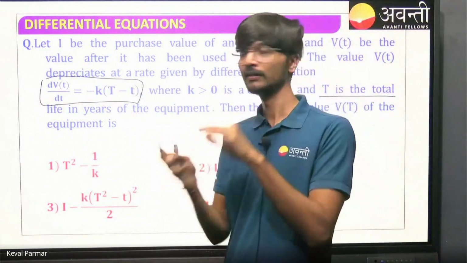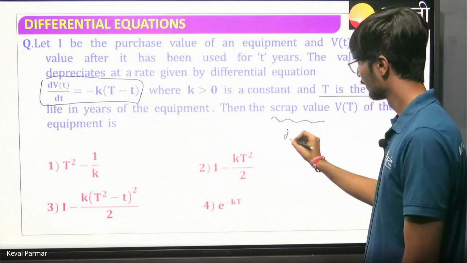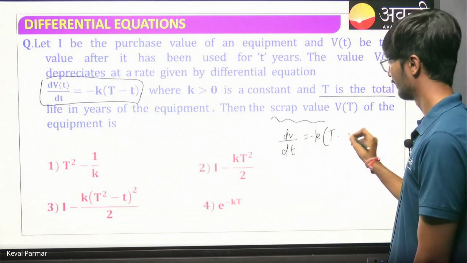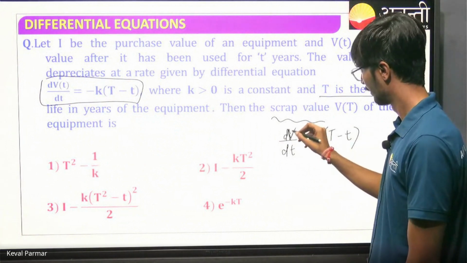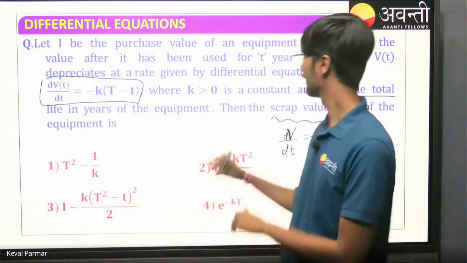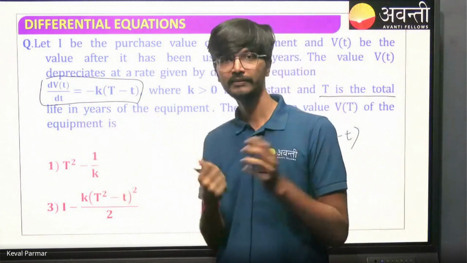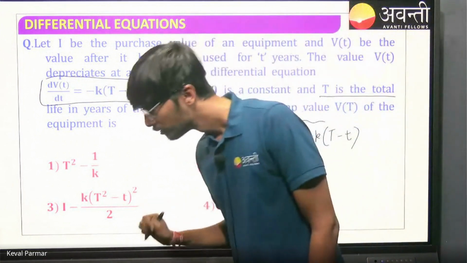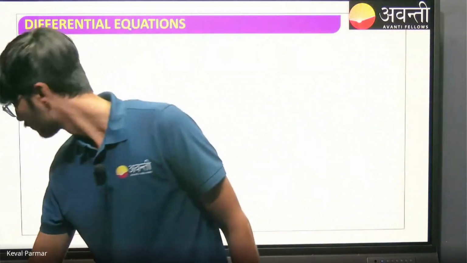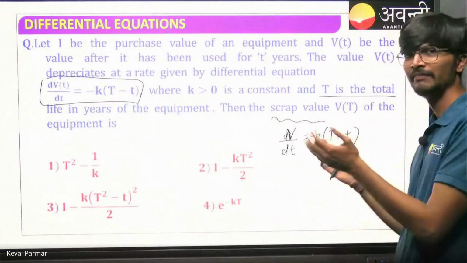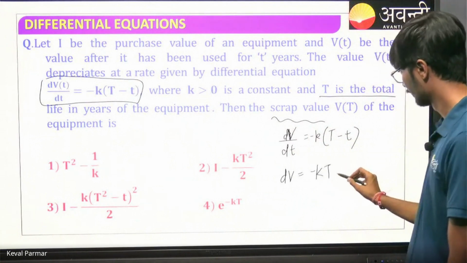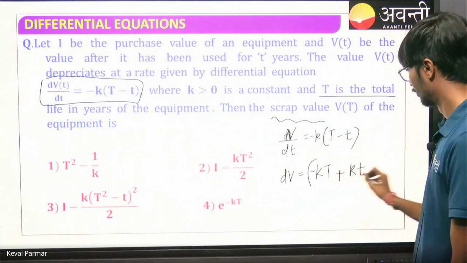So let's write the equation without this T and all. My equation is dV upon dt equals minus K into capital T minus T. Now note that here capital T is constant. Why? Because capital T is the total life, and total life is always constant for an instrument. So it is simple variable separable. I can cross multiply, and I'll get dV equals minus K into T plus K into T into dt.